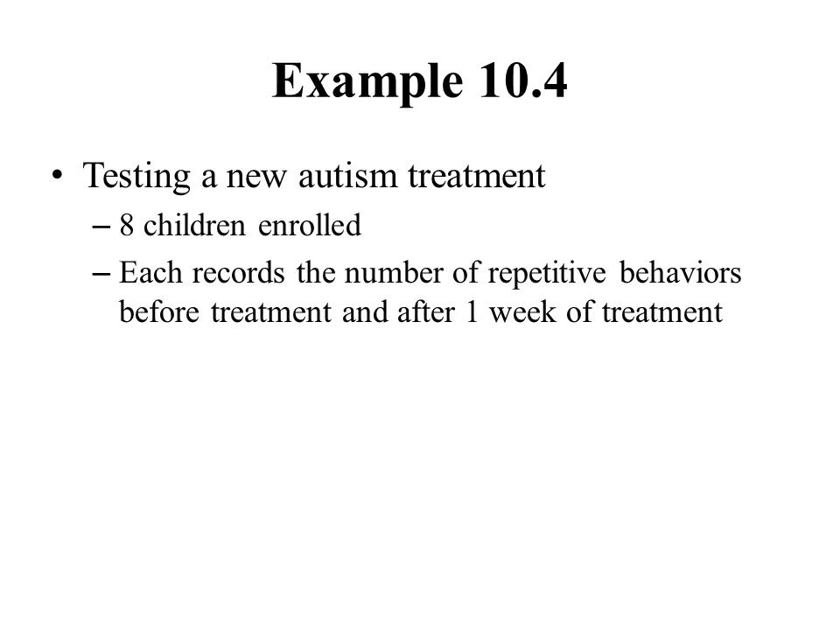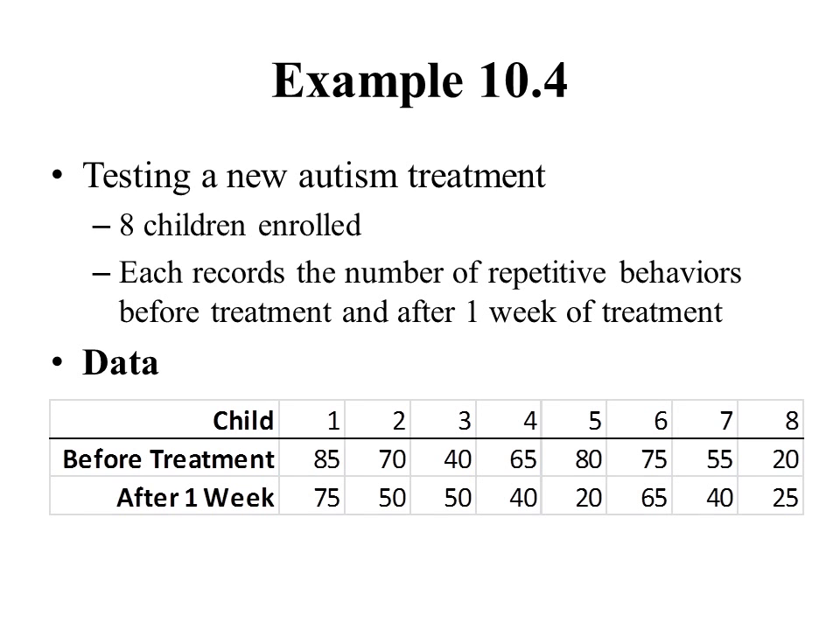Okay. So to illustrate an application of the sign test, let's look at example 10.4 from the textbook. In this example, we're testing a new autism treatment. We enroll eight children in our study, and each child records the number of repetitive behaviors before treatment and after 1 week of treatment. Okay. And so here's the data. Child 1 had 85 repetitive behaviors before treatment, and then only 75 afterwards. Child 2 had 70 before treatment and 50 after treatment, and so on and so forth.